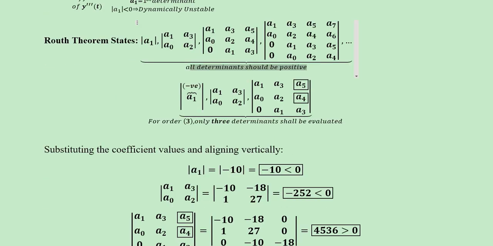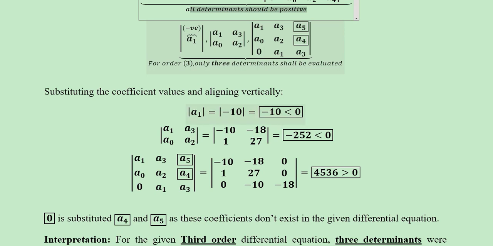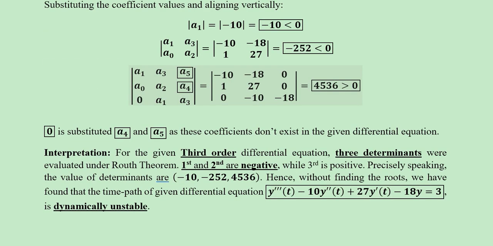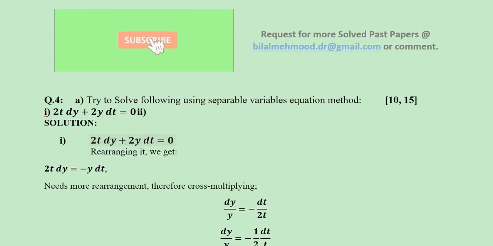And we can see that we can develop 3 determinants because the given differential equation is a third order differential equation. Now we try to solve all of these. We have explained these coefficients in detail on the same channel. You can look into that. And here the simplification is done, which you can do as well simply by using your calculator. You can see that the first 2 are negative, so the condition is violated because all of the determinants needed to be positive. So we can say that this third order differential equation is dynamically unstable.